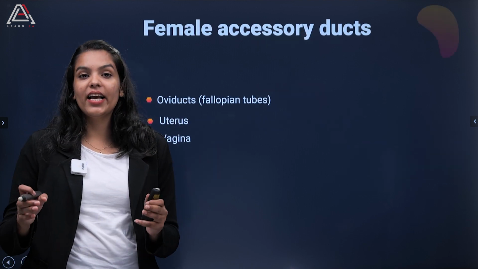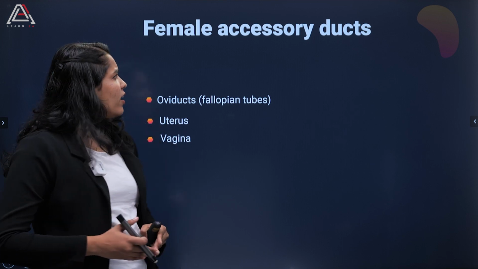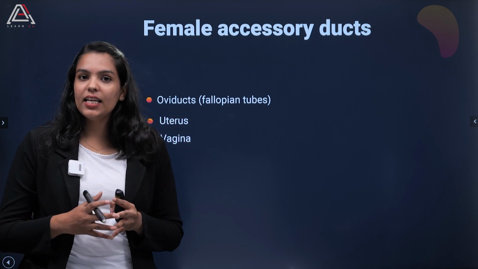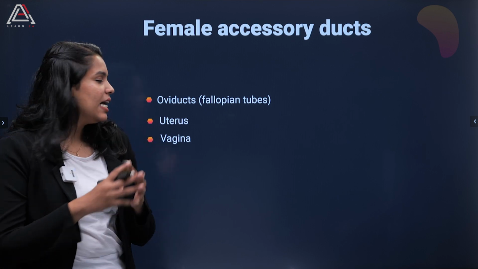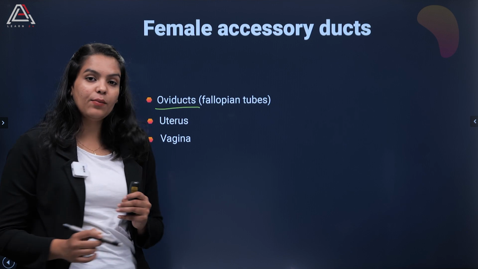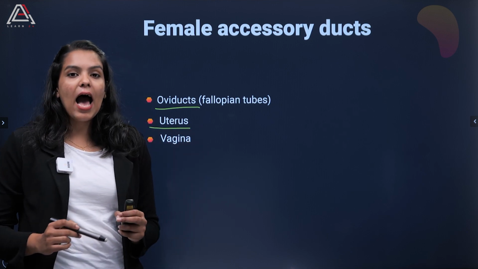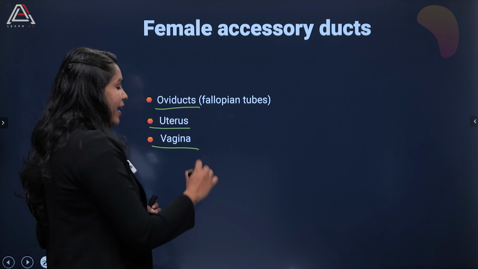We have already covered the first part of the female reproductive system. Talking about the accessory duct in the case of the female, the accessory duct involves the oviduct, which is nothing but the fallopian tube, and it contains the uterus, and then it contains the vagina.